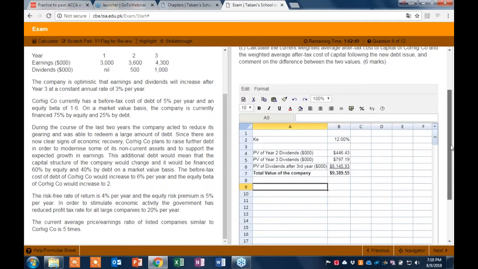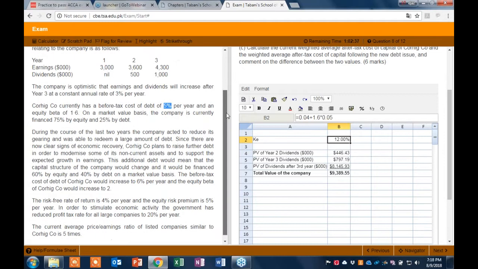for that we need to calculate the cost of equity, which we have already calculated. And in the question, we have been given the cost of debt as well. So we don't need to calculate the cost of debt. All we need to do is to find out the weighted average cost of capital.